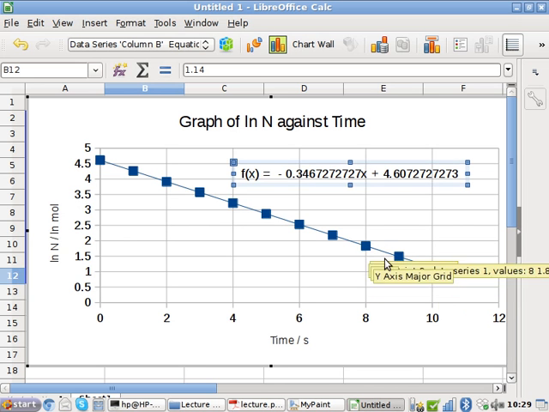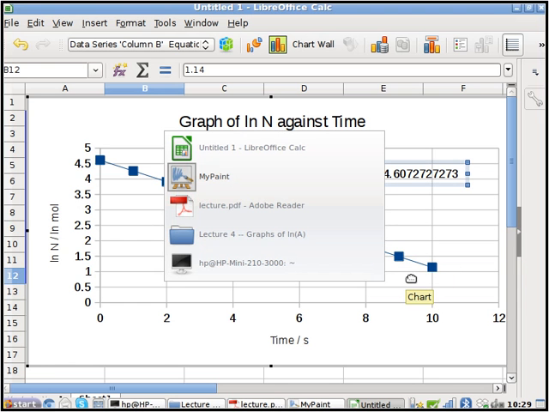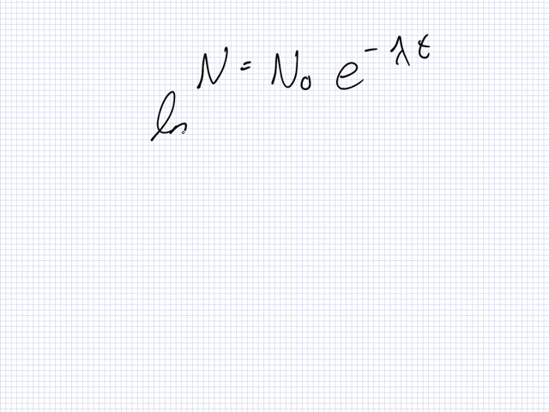Is it kind of arcing down a bit here? It becomes more exponential. Okay, great. Let's have a look at what the graph represents. So we have N equals N0 e to the minus lambda t, and we logged it.